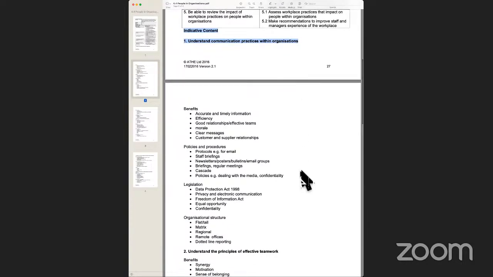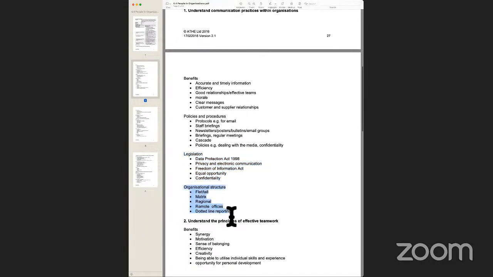So this learning outcome, which is primarily focused on understanding communication practices within organizations, will be looking at these four broad elements: what are communication benefits, what are policies and procedures, and what are the various legislation that we need to look at when communication is done within an organization, specifically related to government regulation. And then we'll also understand what are organizational structures, and where do we see these structures panning out when we talk about the aspect of organizational culture and how big the organization is.